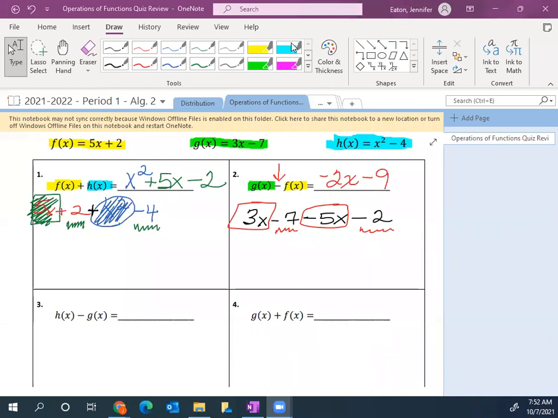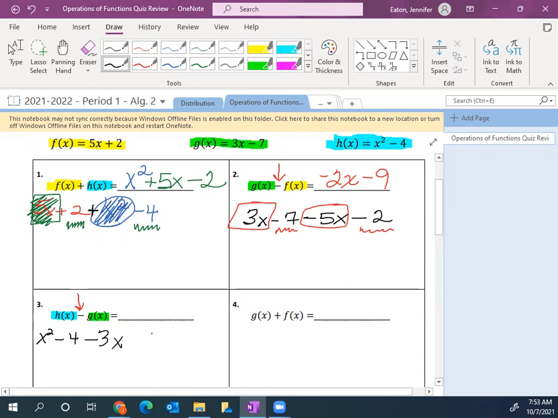So the next one says h of x minus g of x. I'm going to use my highlighter here to help. G of x is my green, right? So blue minus green. So this is x squared minus 4. So I'm going to write that down. X squared minus 4 minus my g of x. So it becomes the opposite. So the positive 3x becomes negative 3x. And the minus 7, the negative here, becomes a plus 7.